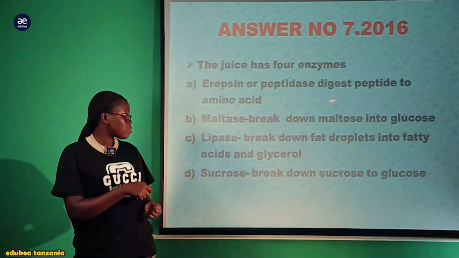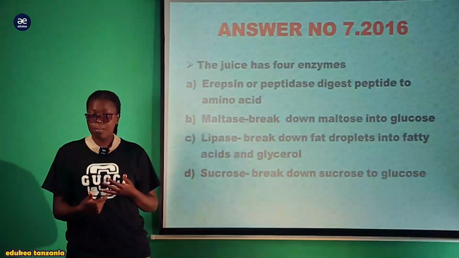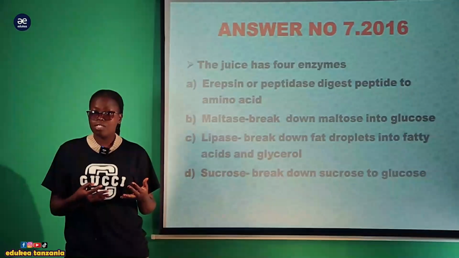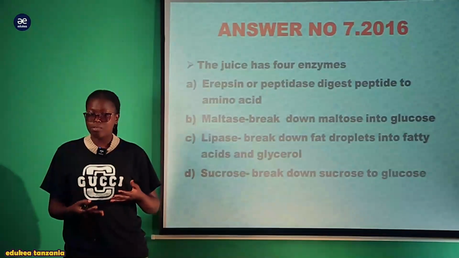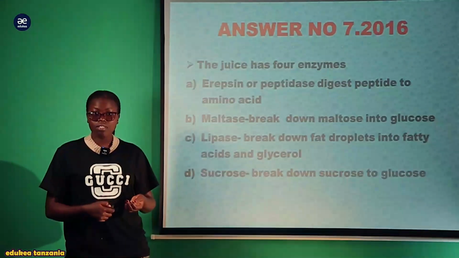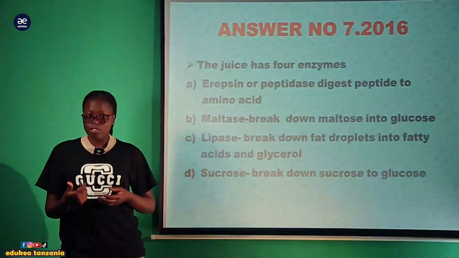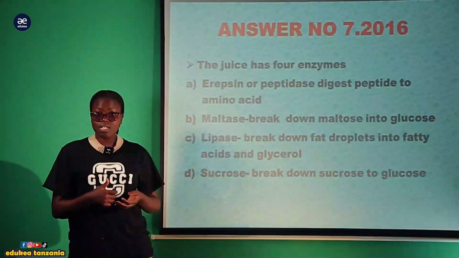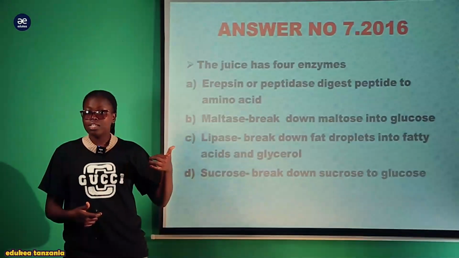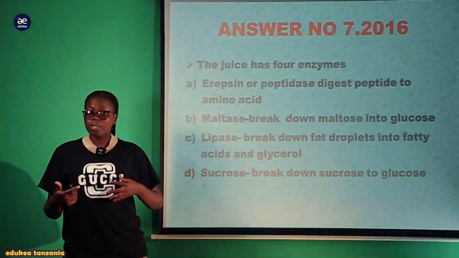This peptide is the one that has been formed after the digestion of the protein in the stomach, where the protein was digested by pepsin to form the peptide. So again, it becomes digested by this peptidase to form the amino acid, which can be absorbed into the body. Also, maltase digests the maltose, or the starch that was digested by the salivary amylase in the mouth to form the maltose.